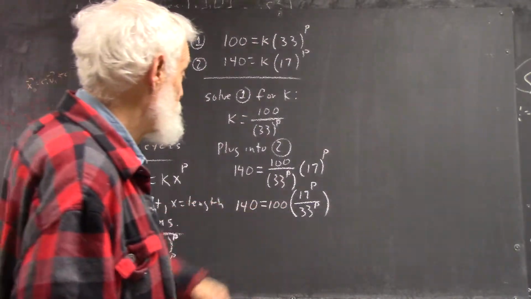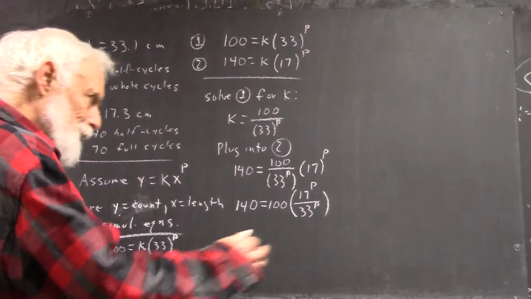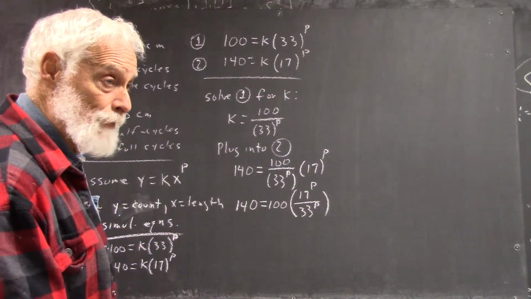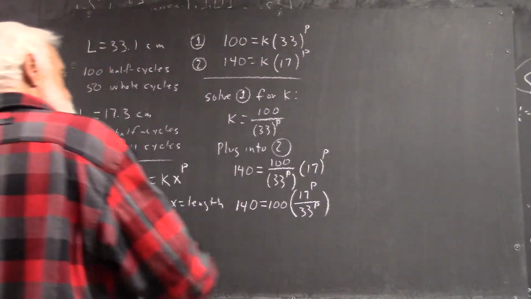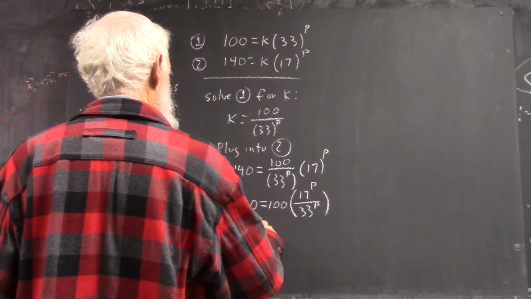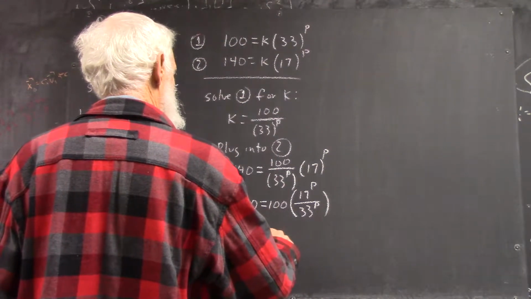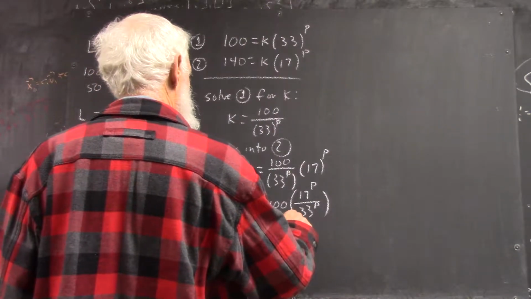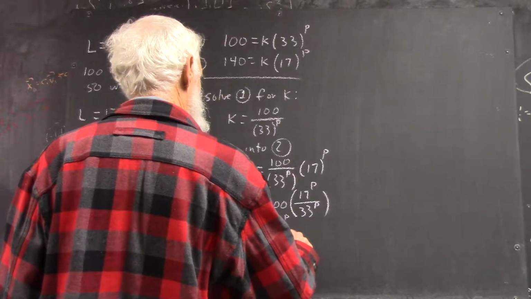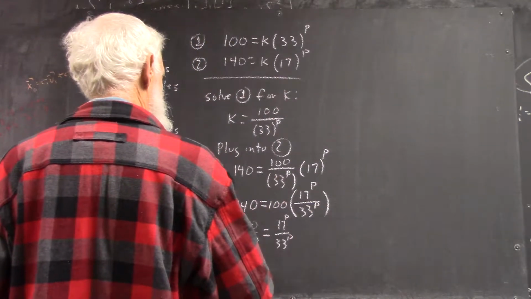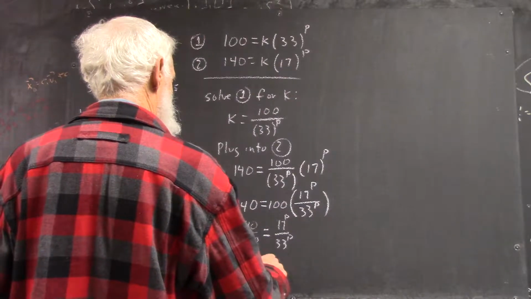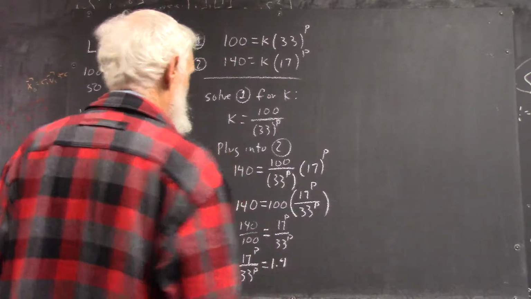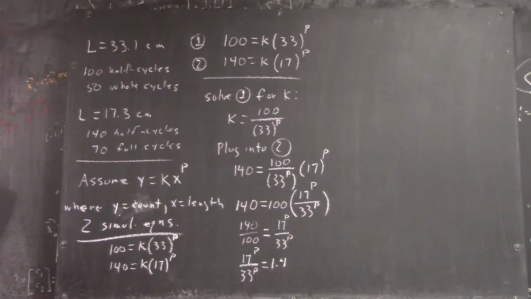But we have this. Now, I could now divide by 100. Something else I'd probably do first, but I can divide by 100, right? So I get 140 over 100 is equal to 17 to the P divided by 33 to the P. So 17 to the P divided by 33 to the P should equal 1.4. Okay?